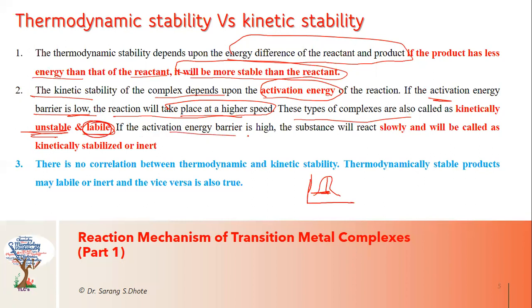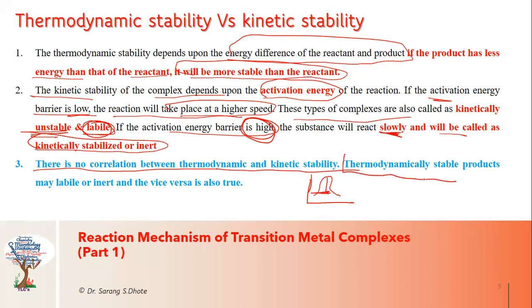If the activation energy barrier is very high, the substance will react slowly and will be called kinetically stabilized and inert. Now, there is no correlation between the thermodynamic and kinetic stability. Kinetically stable products may be labile or inert and vice versa. Remember this thing. Okay. Those products are kinetically highly stable, but it may be labile or inert in terms of kinetic stability. So there is no relation between the kinetic stability and the thermodynamic stability.